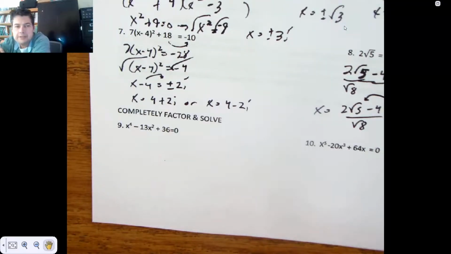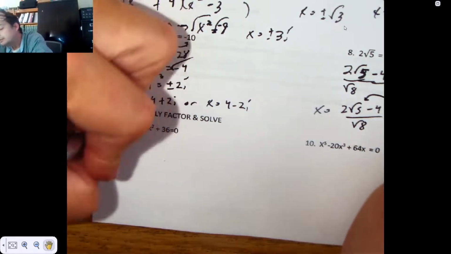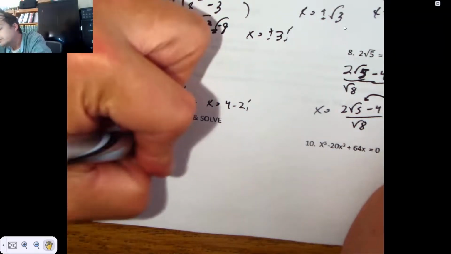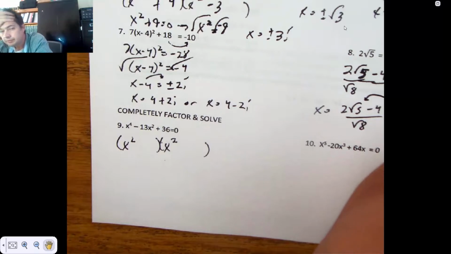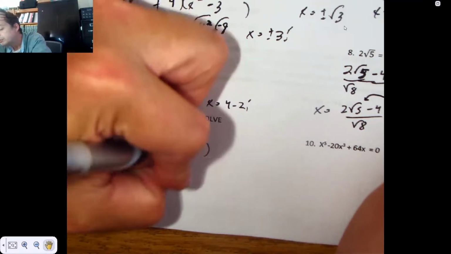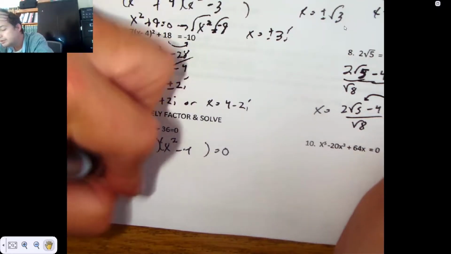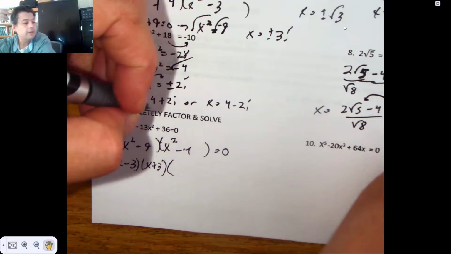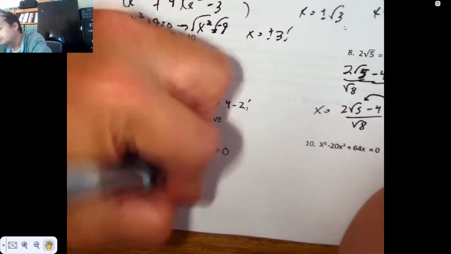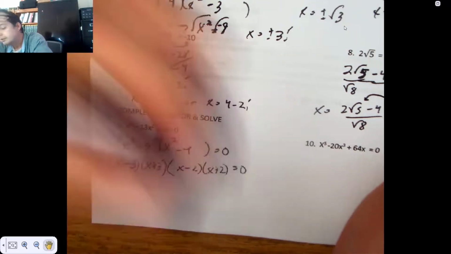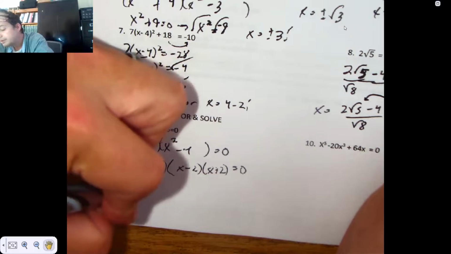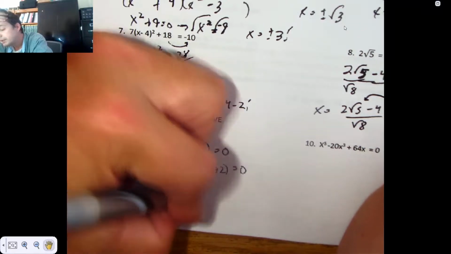Completely factor and solve. So this is apparently a completely factor deal. Well, let's see what we can do with it. X squared and x squared creates x to the 4th. 36 is going to be what? 9 and 4, minus 9, minus 4. Quantity is still equal to 0. X squared minus 9 is x minus 3, x plus 3. X squared minus 4 is x minus 2, x plus 2. Still equal to 0. So my zeros are positive 3, negative 3, positive 2, negative 2.